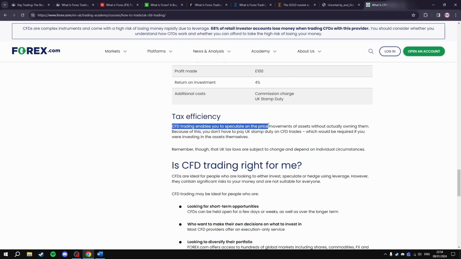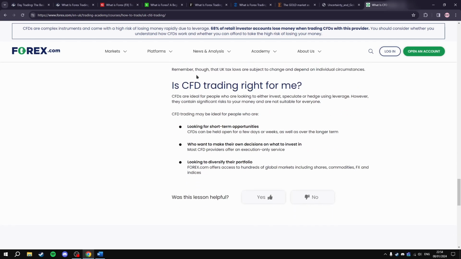CFD trading allows you to speculate on price movement without actually owning the assets. Because of this, you don't have to pay UK stamp duty on CFD trades, which would be required if you're investing in assets themselves. Remember though that UK tax laws are subject to change and depend on individual circumstances.